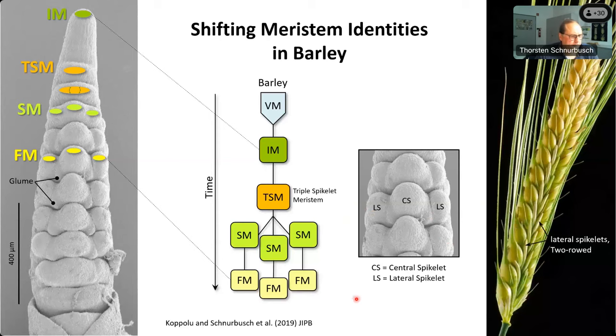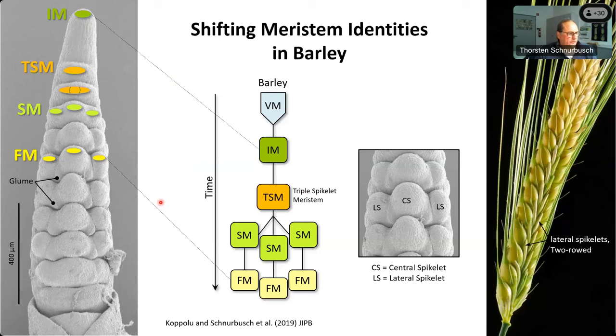But first of all, before we start, just a brief introduction to something we've been working on in the last years. So how does something like a mature spike, which you can see on the right-hand side, actually develop? Normally in conventional barley, barley is shifting its meristem identities. As you can see at the top of the inflorescence, there's the inflorescence meristem, which is a stem cell population. And the activity of the stem cells gives rise to the following meristems. And the spikelet meristems produce the spikelets, and the floret meristem produces the floral organs, which are important for grain development later on. And this is the typical progression through which an immature barley spike has to go.